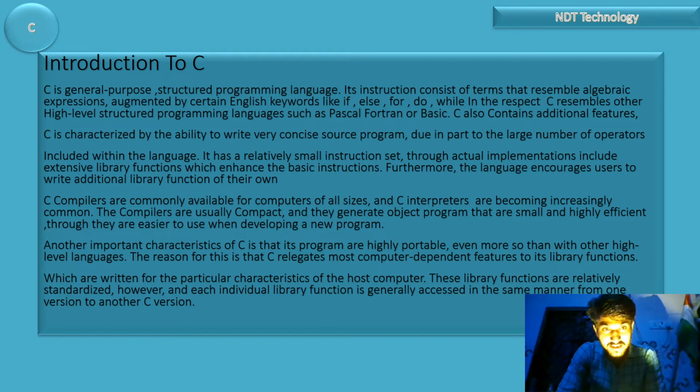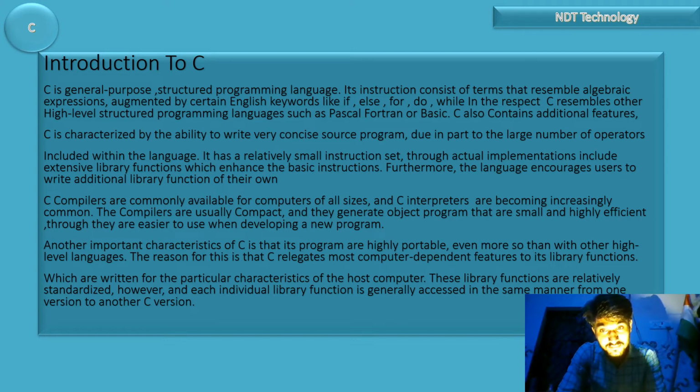C is characterized by the ability to write very concise source programs. Concise means writing very fast, very short, and reliable programs. That is a characteristic of C that provides the ability to write very concise source programs, due to being part of a large number of operators.